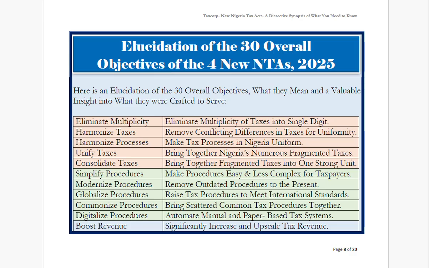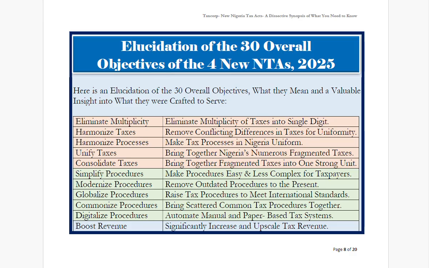Currently, you have only 4 tax acts. Before, you would have had over 60 taxes. That is what the Presidential Committee had to reduce to 4 tax acts. Next is harmonize taxes. Remove conflicting differences in taxes for uniformity. There is need for the taxes to be uniform and not having conflicting differences.